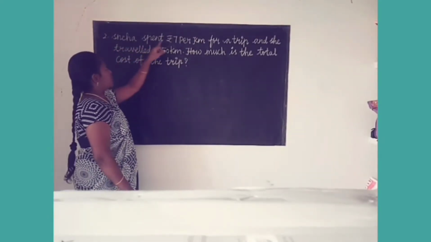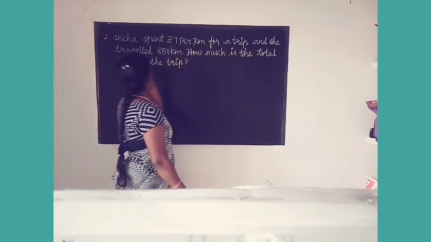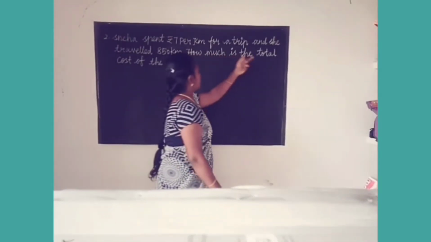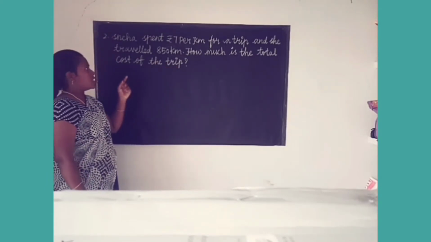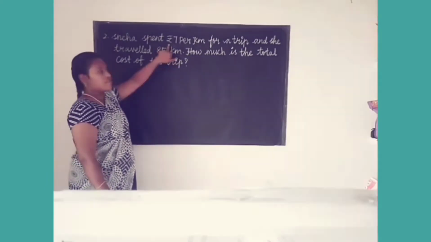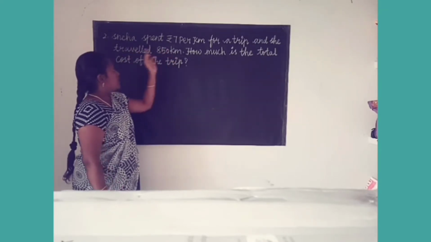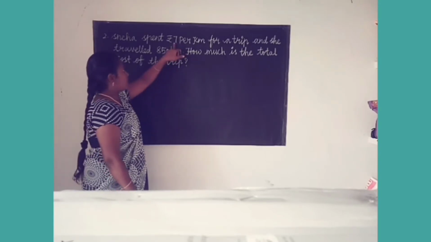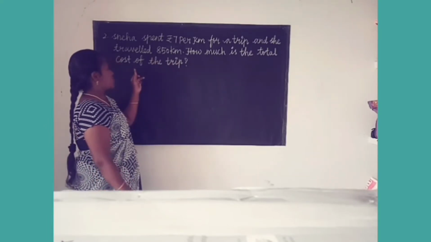Sneha spent rupees 7 per kilometer for a trip and she travelled 850 kilometer. How much is the total cost of the trip? In this question, the given values are, money value is given. Per kilometer value is rupees 7. This is the money value. Next, the girl travelled, distance value is 850 kilometer. So money value and distance value is given. We have to find the total cost value.